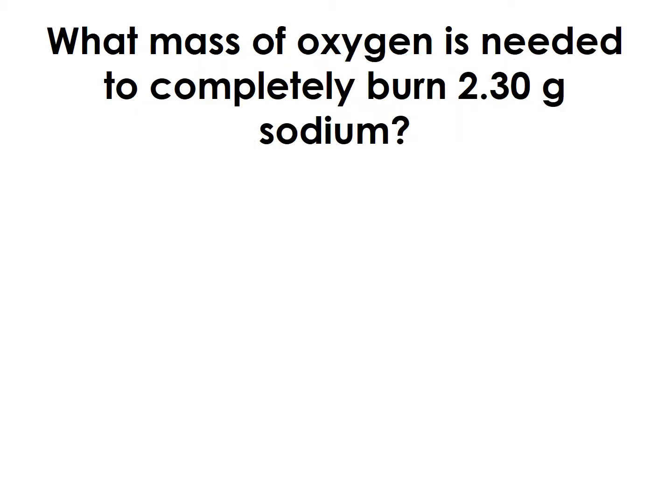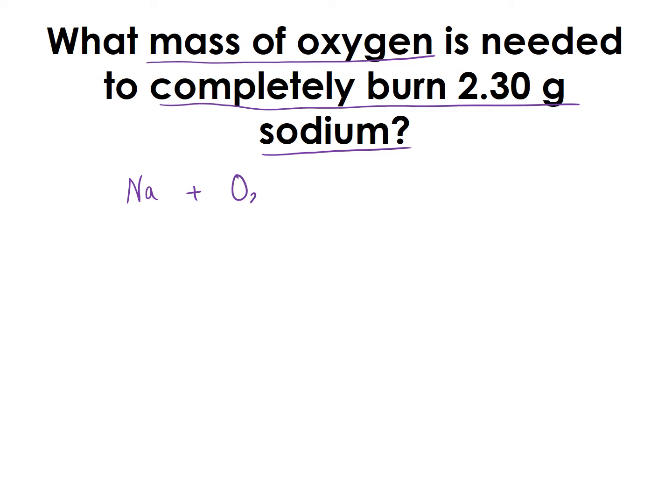This time then, what mass of oxygen is needed to completely burn 2.30 grams of sodium? So again, start off with the balanced equation. So we've got sodium and oxygen gas producing sodium oxide, which is Na2O. Let's balance this up then. 2 Na2Os being produced from 4 Nas and O2, like so. So this time the ratio is 4 to 1 to 2. That's the mole ratio, 4 to 1 to 2.